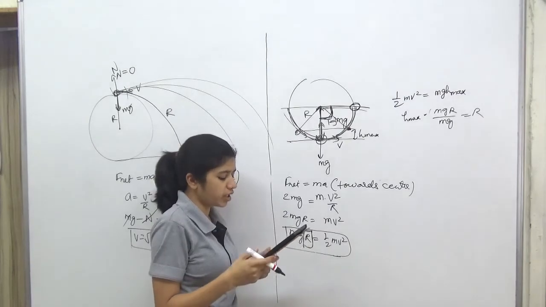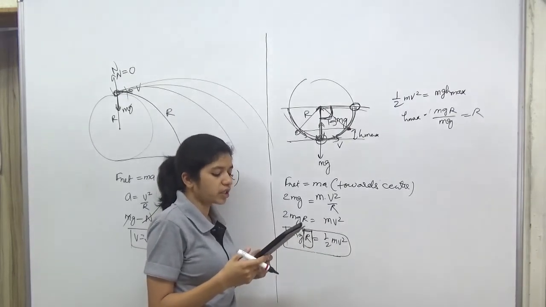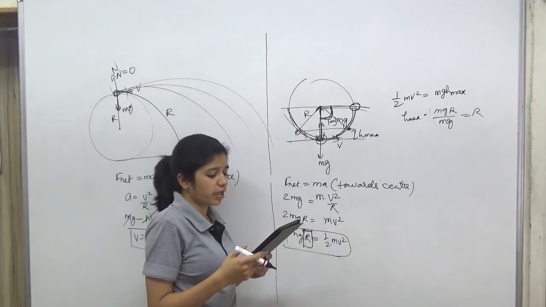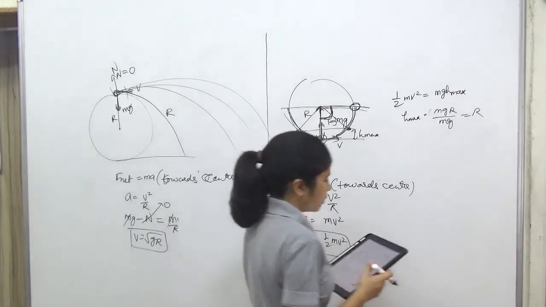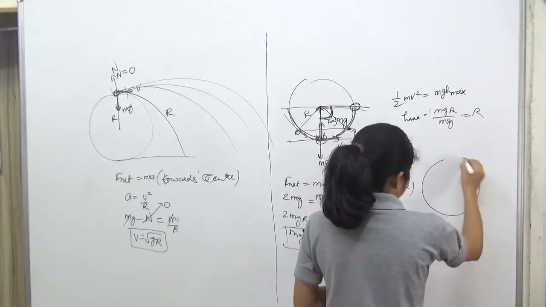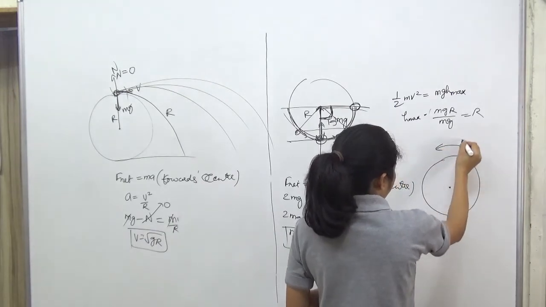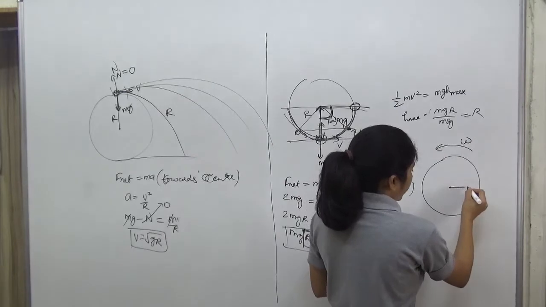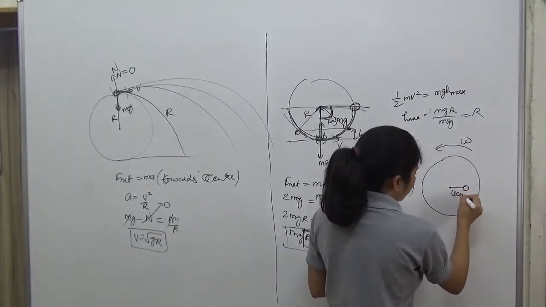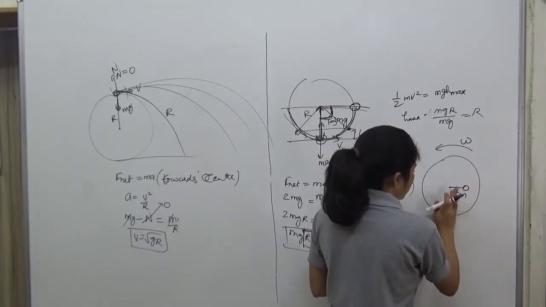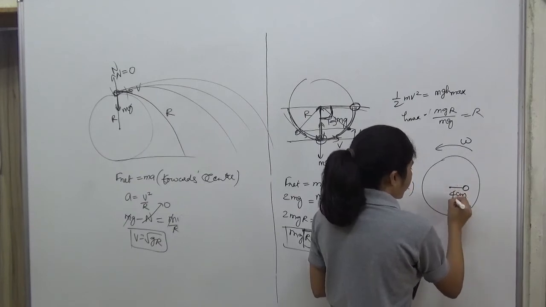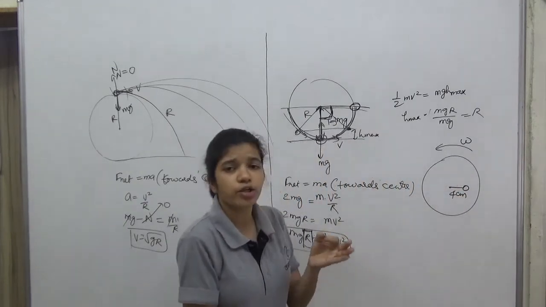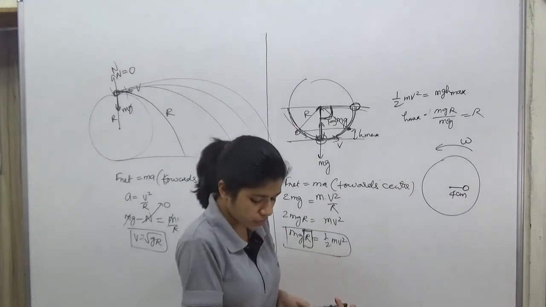Question number E15. A coin placed on a rotating turntable just slips if it is placed at a distance 4 cm from the center. So it is a turntable. It is rotating with some omega. Now a coin is kept at a distance 4 cm from the center, and at this point it has just the tendency to slip.